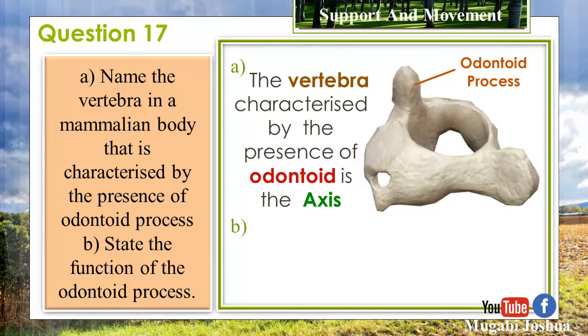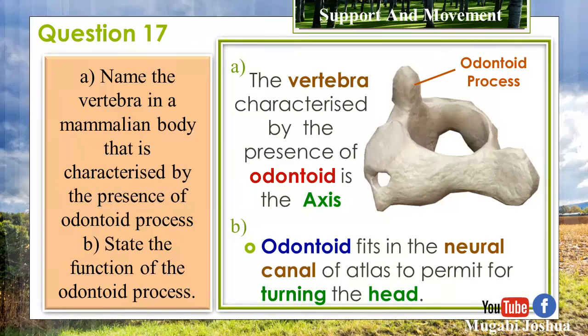Part B says, state the function of the odontoid process. They want us to state the function of the odontoid process that is found on the axis. Now, the odontoid fits in the neural canal of the atlas to permit the turning of the head. That is the work of the odontoid.